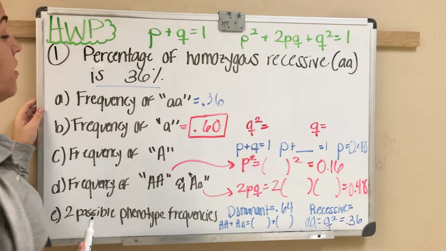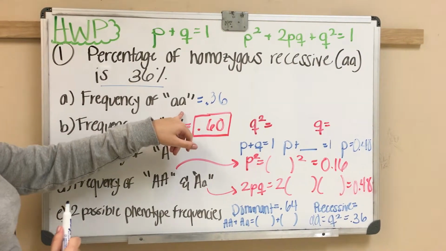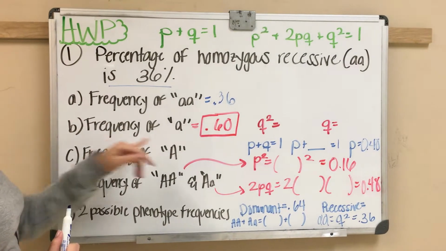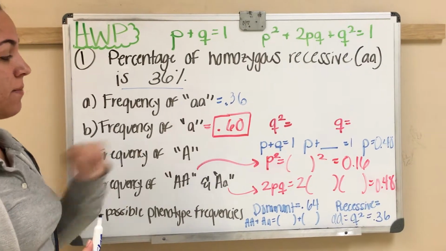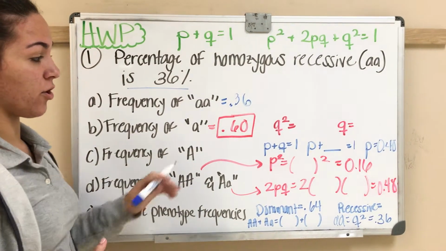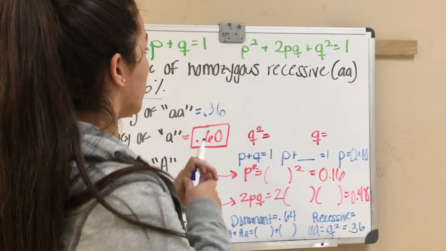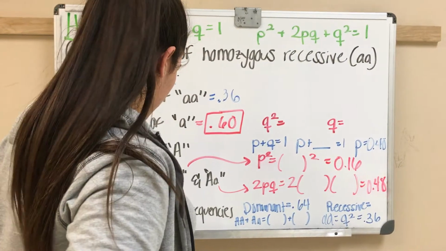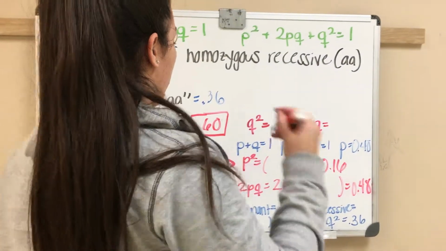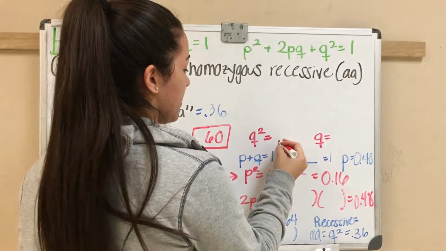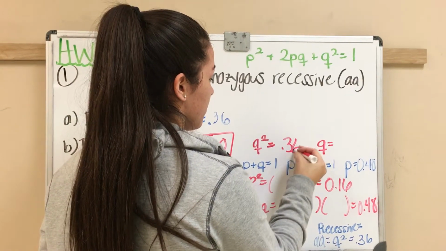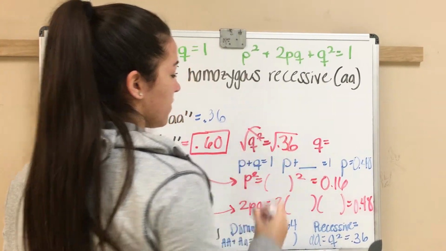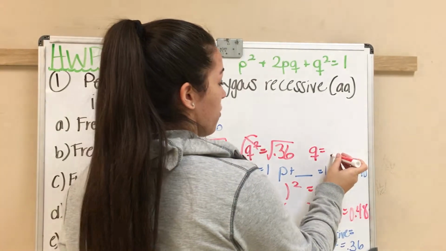So back to the question, A, the frequency of homozygous recessive is actually 0.36. The frequency of just A, the genotype A, which is recessive, you're going to go into this formula, Q squared, and you're going to plug in 0.36, and you're going to take the square root of that in order to take off the square, and it's going to equal 0.60.